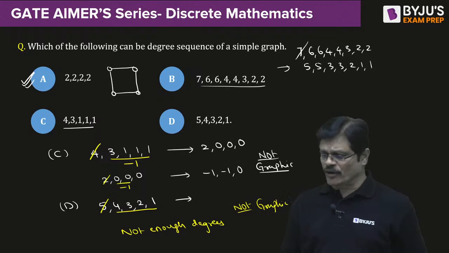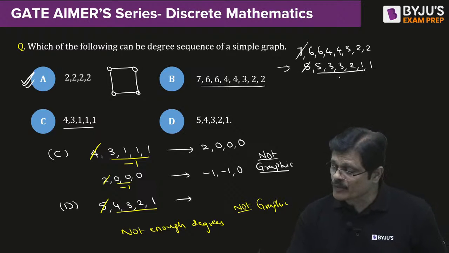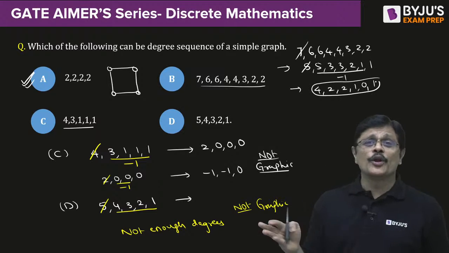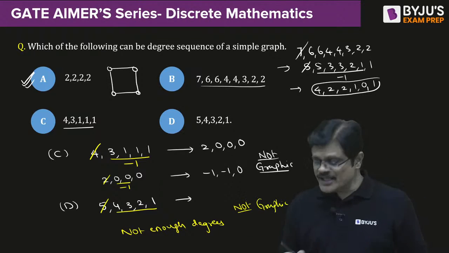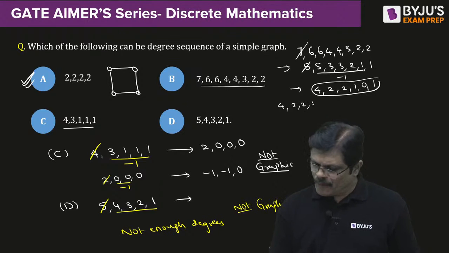Luckily, it is in the correct order. Highest is 5. Next 5 only you have to subtract 1. So what happens? It is 4, 2, 2, 1, 0, 1. See, here the order is changed. After 0 you are getting 1, so you have to write it in the decreasing order. So rearrange it, that is 4, 2, 2, 1, 1, 0.